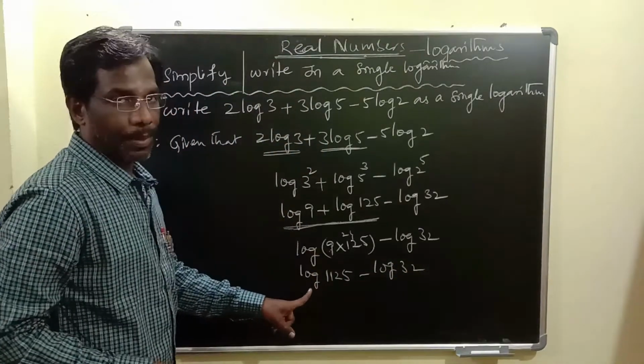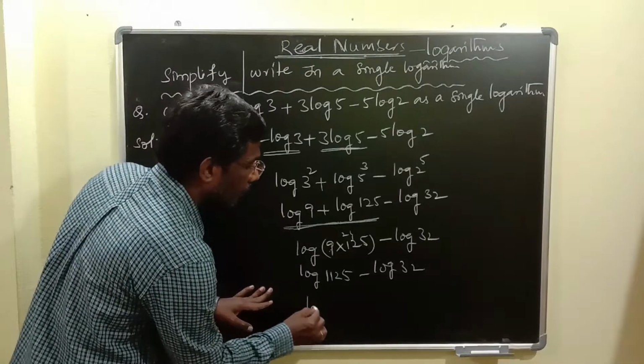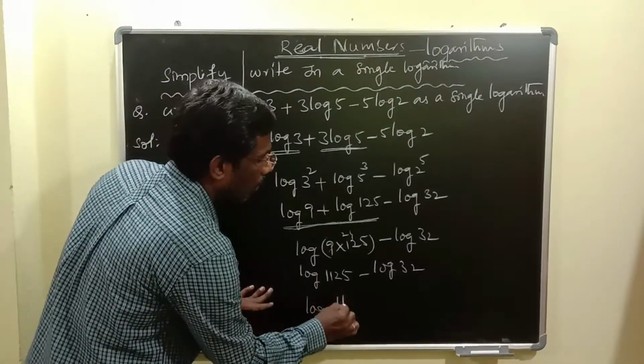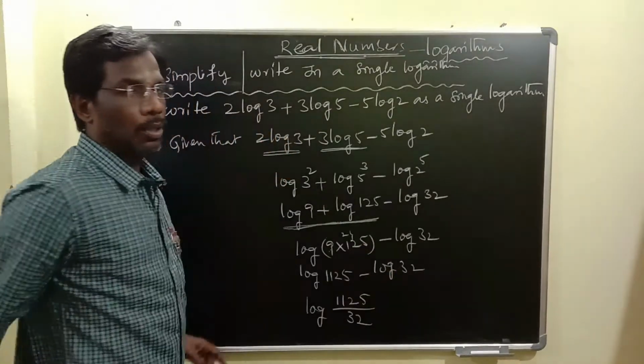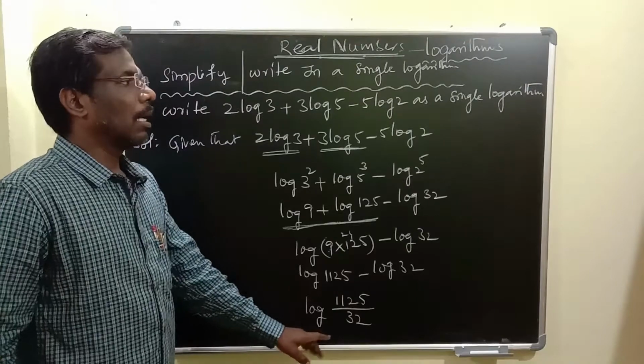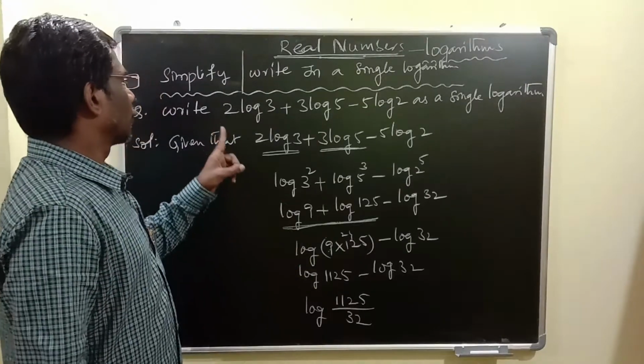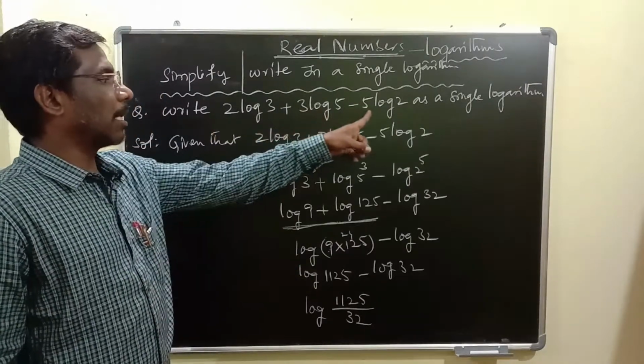Now for this we apply the second law, then it will be log 1125 by 32. This is the single logarithm of 2 log 3 plus 3 log 5 minus 5 log 2.